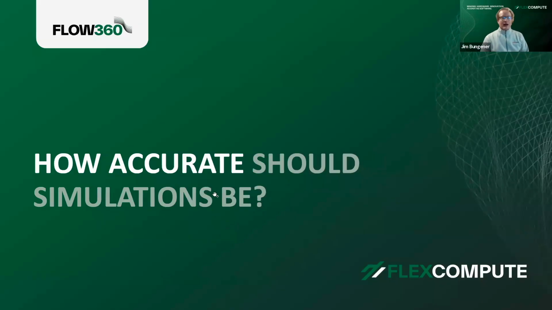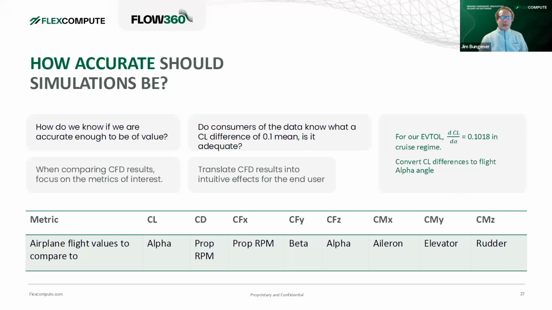Last but not least, how accurate should simulations be? And that's a very difficult question to answer. But one of the things to keep in mind is, how do we know if we're accurate enough to be of value? So the question is, let's take that eVTOL example again. In order for my answers to be of value, how close do they have to be? Do the consumers of the CFD data, as in, let's say the guidance people, or the structures people, or the power and performance people down in your team, what sort of accuracy do they need?